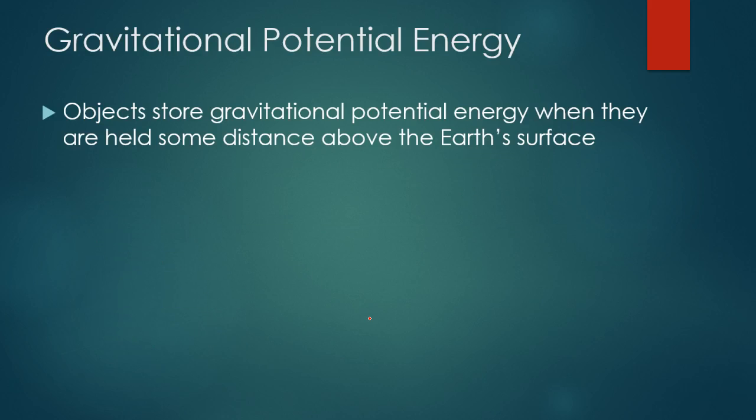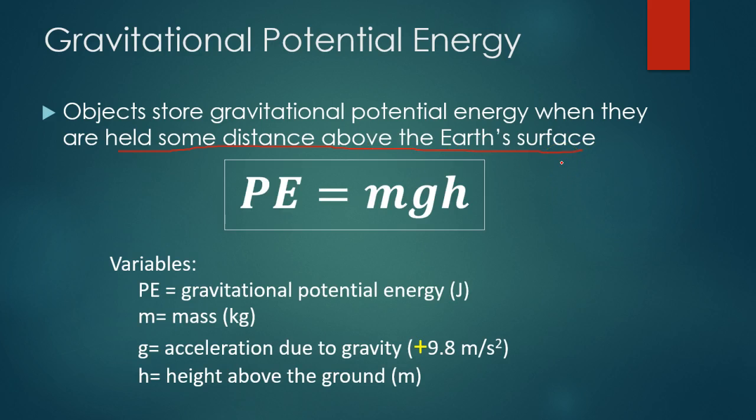And then the other formula will be for gravitational potential energy. Don't forget that gravitational potential energy is when we're storing potential energy above some distance above the Earth's surface. And that formula is mgh. Potential energy is mgh. Once again, potential energy is measured in joules. If you're given potential energy, it goes in right here for PE, or you could be asked to solve for it. The way we solve for potential energy is m times g times h.